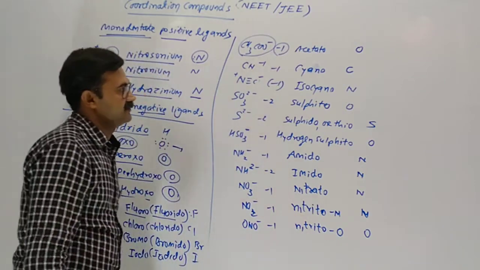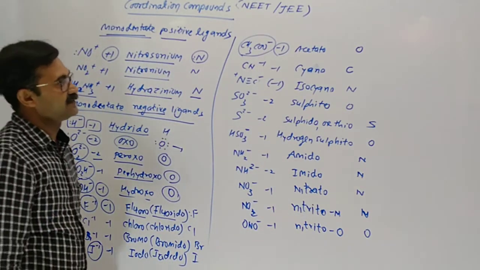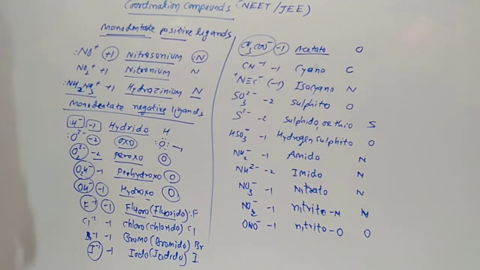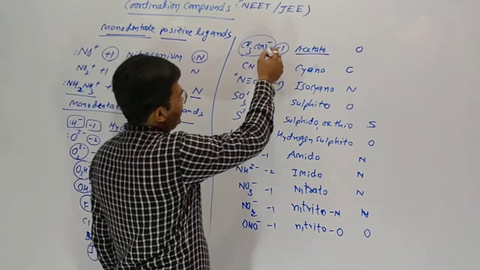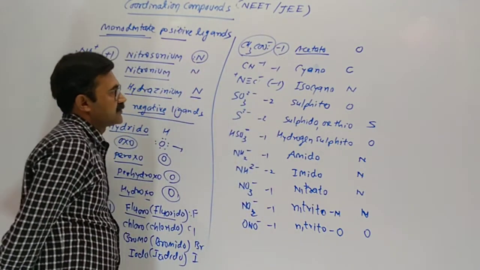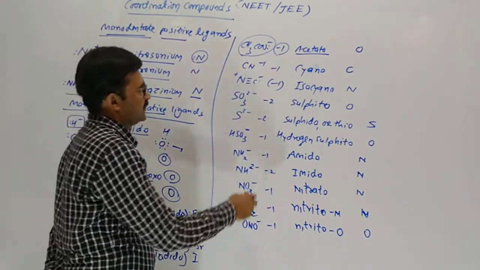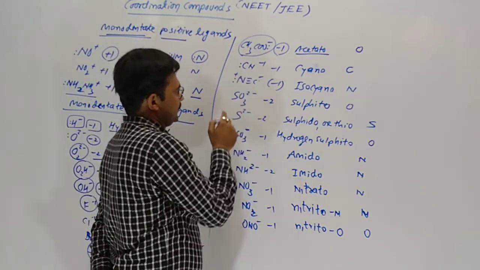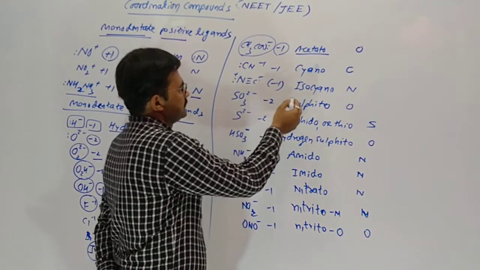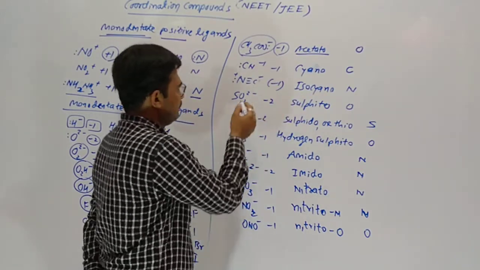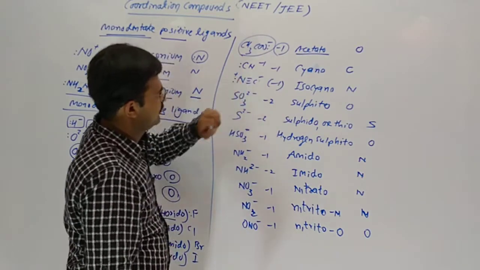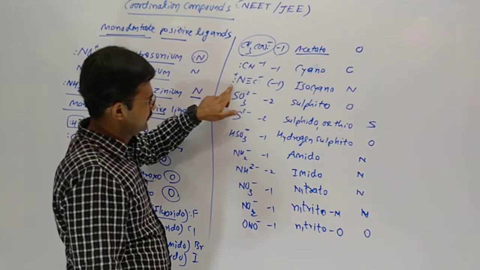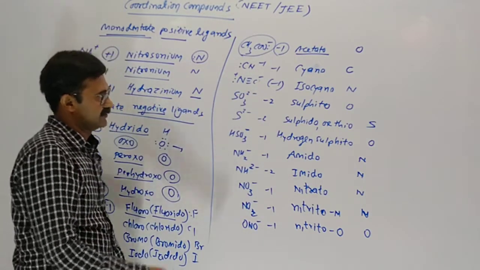CH3COO-, which is acetate, but as a ligand we call it acetato. The suffix -o we have to apply at the end. Here the donor is the oxygen atom. Cyano, CN-, here the carbon atom is the donor. Isocyano, here nitrogen is the donor. Cyano and isocyano are ambidentate ligands. Wherever carbon is donating, nitrogen does not donate. Where nitrogen is donating, carbon does not.